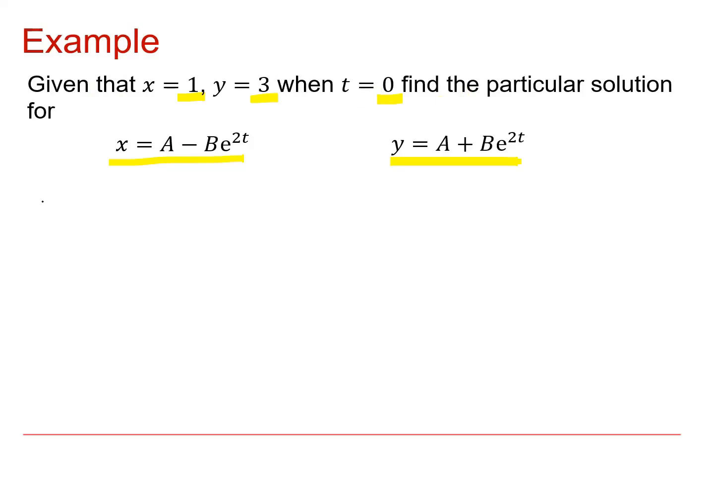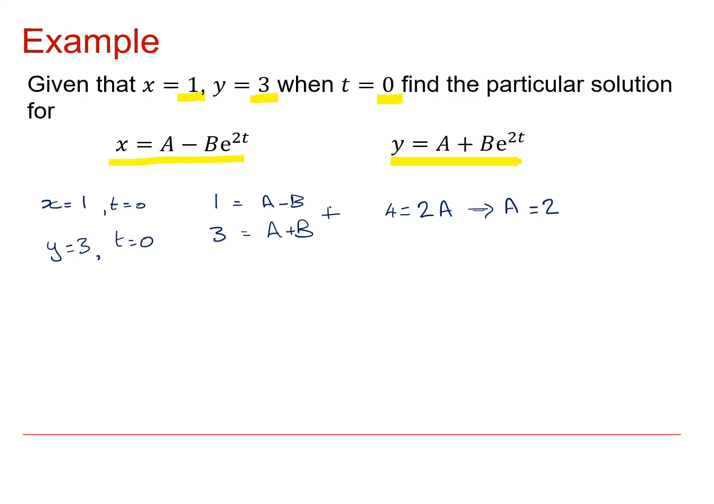So if I start with the first conditions, x equals 1 when t is equal to 0, that's going to give me that 1 is equal to a minus b. And if I look at the second set of conditions, y is equal to 3 when t is equal to 0, that's going to give me 3 is equal to a plus b. If I add those two equations together, then I'm going to get 4 is equal to 2a, so that tells me a is equal to 2.